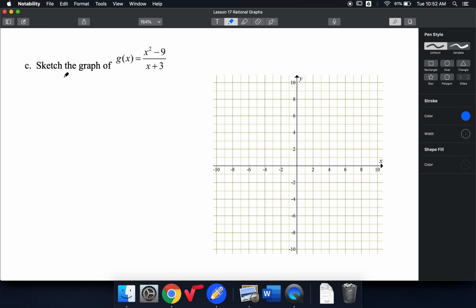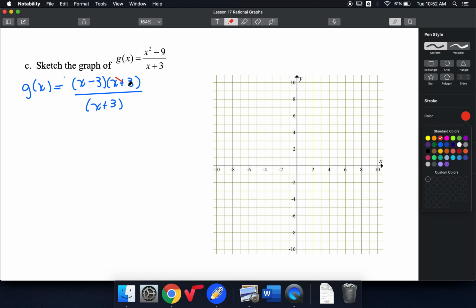All right, I have two different ways that I could think about graphing this. I could start with my long division, or I can look at this and know that my numerator factors. So g of x is x minus 3 times x plus 3 divided by x plus 3. Well, notice that those x plus 3's are going to cancel. But in the original function, I know that x cannot be equal to negative 3. This is not in my domain.